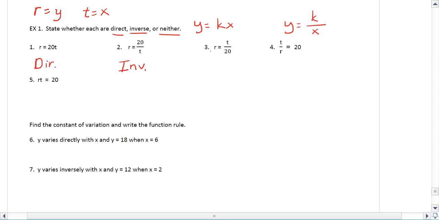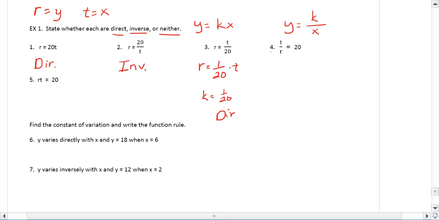Now again, we might think that 3 is an inverse proportion, but let me just point something out to you. This isn't dividing by the t. Another way that it's possible for me to write this is, instead of dividing by 20, that's the same as multiplying by 1 over 20 times t. And so in this case, the k is a fraction. It's 1 over 20, but it's still just a number. So because of that, this is definitely a direct.